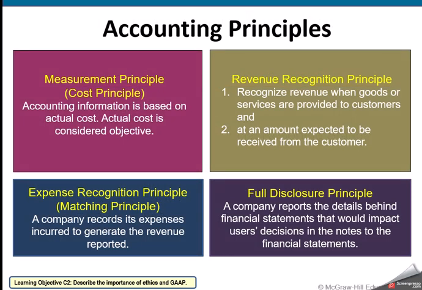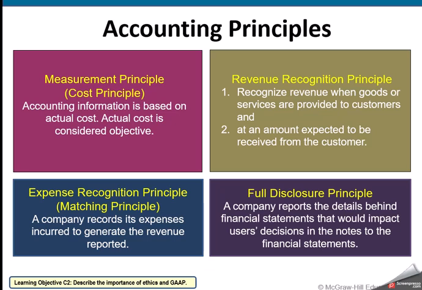The major accounting principles that we have are the measurement principle, which is our cost principle, which says we are going to record everything at cost, what we actually pay for the product or the asset or whatever we're purchasing, or if we are assuming a liability, what is the value of that?